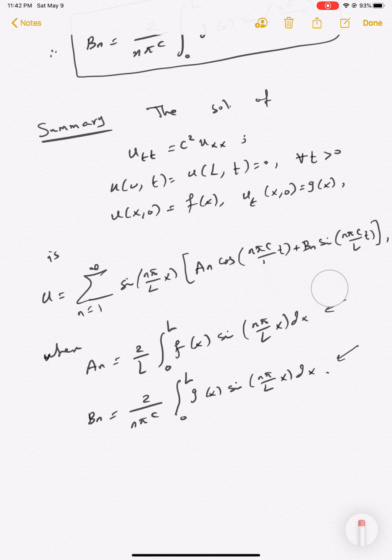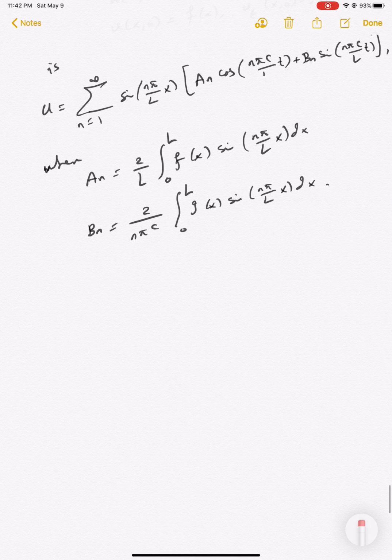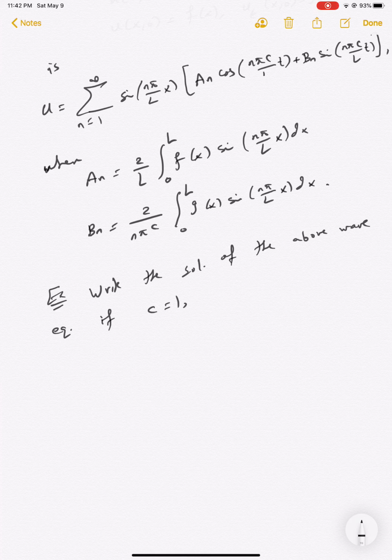For example, let's write the solution of the above wave equation. Imagine I'm giving you c is 1. I'm telling you that c is 1, and that L is pi, so the length of the string is pi. This is given. You are given the initial position to be, for example, x squared minus pi x, and you are given the initial velocity to be 0.